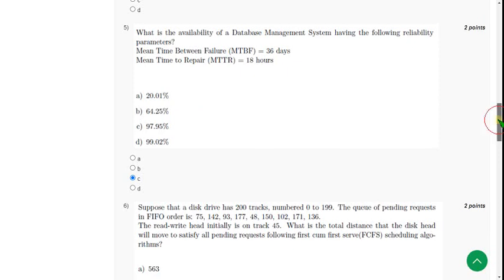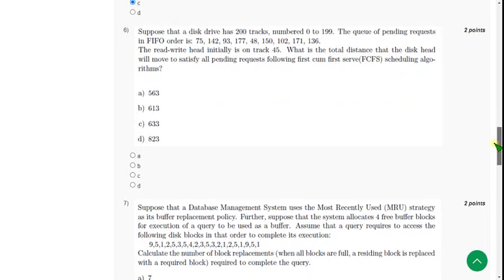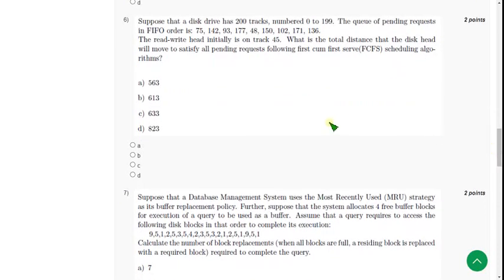And moving on to the sixth one, I mean next question only. So sixth question, actually I did this question, so when I did this I got the answer as option B, 613. So mark option B as correct answer for sixth question.